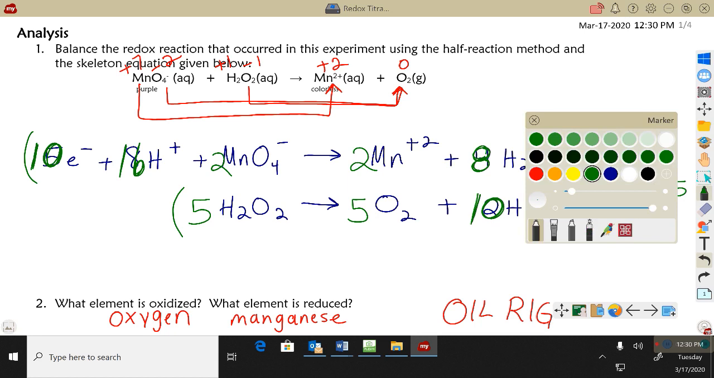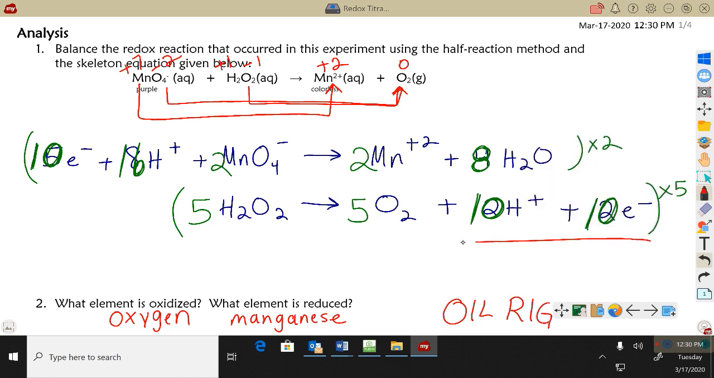Last thing we do then is simplify the best we can. For sure, we can cancel out the 10 electrons. Other things that I would look for would be water and hydrogen. We had water in the first half reaction, but not the second. But I can simplify my hydrogen. There are 16 on the reactant side, and then 10 on the product. So we could get rid of those, and then we could bring this to a 6.